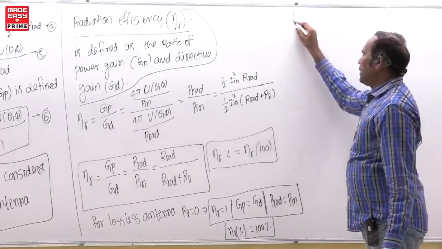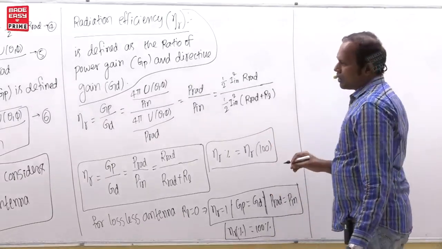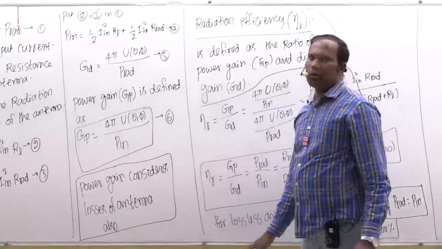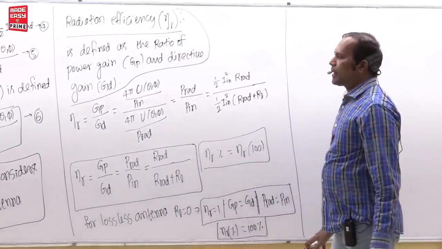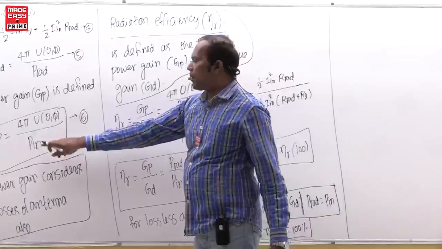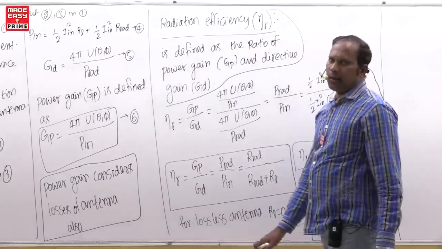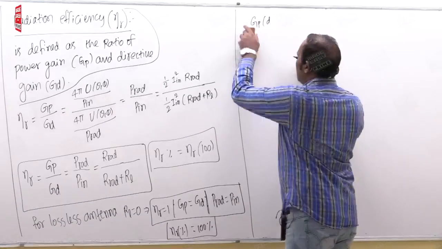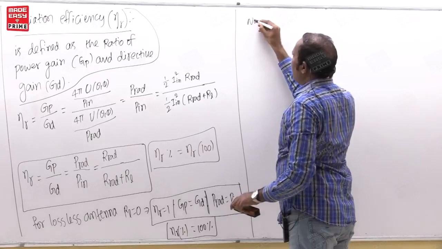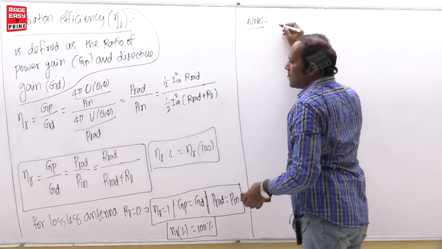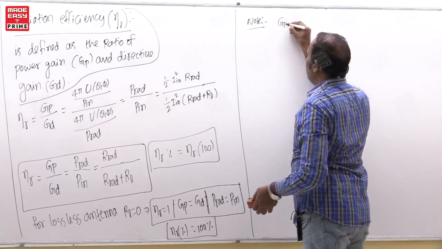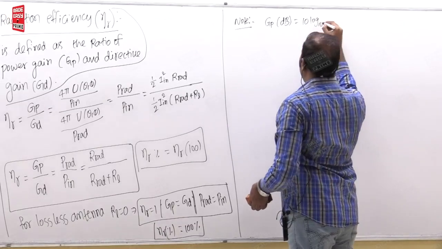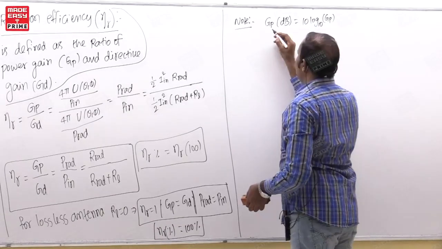Okay, right. Now one more thing. If you want this power gain in decibels, once again you have to take 10 log, because power is visible here, and when power is visible you automatically take 10 log. So power gain in decibels, G_P in dB, is equal to 10 log10 of G_P. Okay, this is one thing.